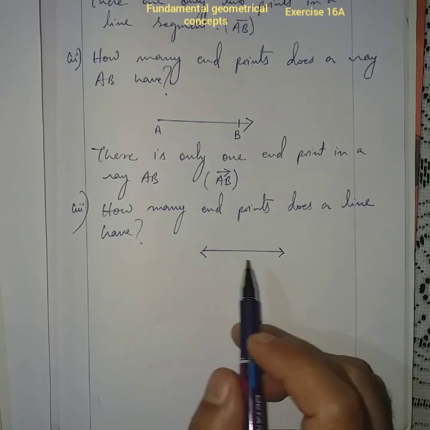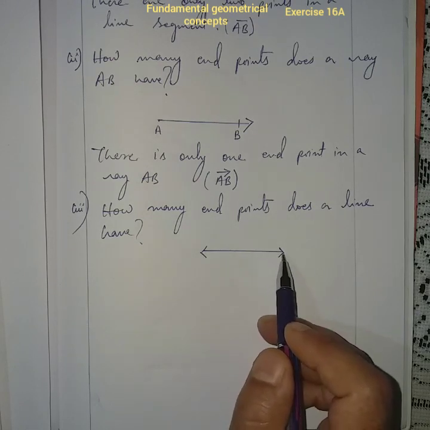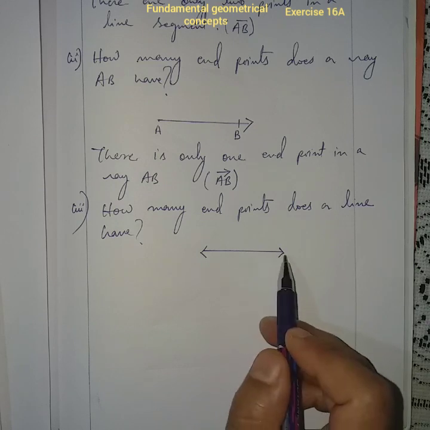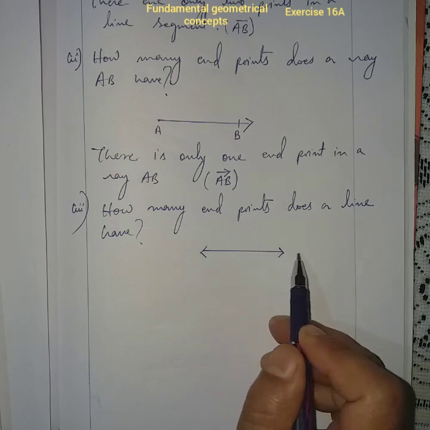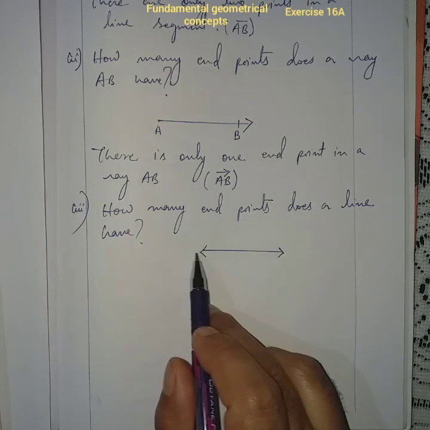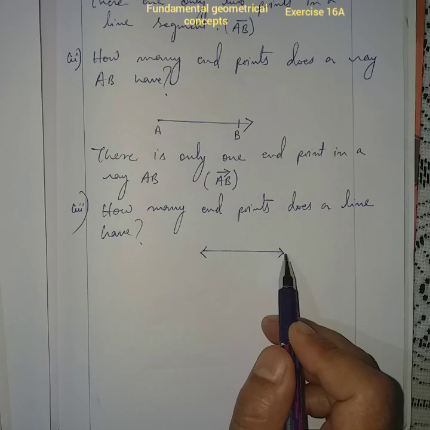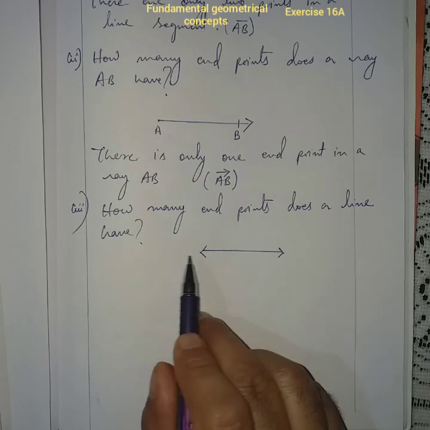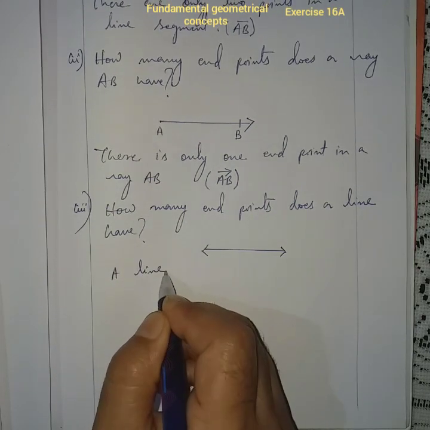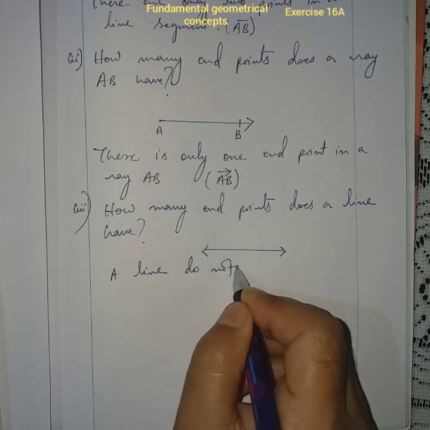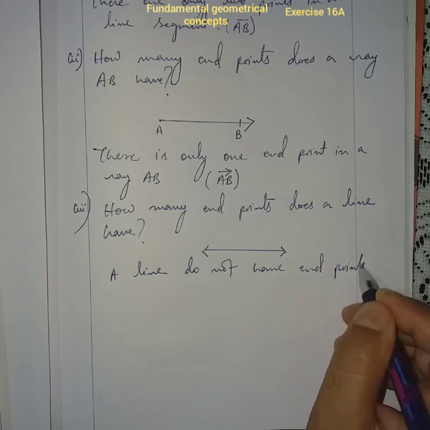So for a line, we don't have starting point, and we don't have end point. Where it ends we don't know, as the line comes from somewhere, okay, and it is moving towards both the directions. We don't have any starting point here of the line, and we don't have any end point of the line. Therefore, what we can write, a line does not have end points. Okay.